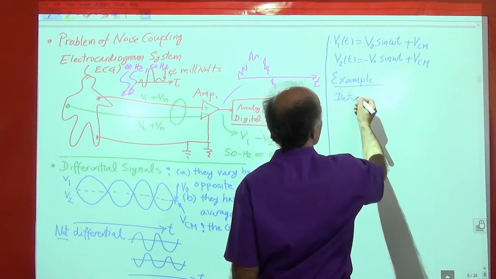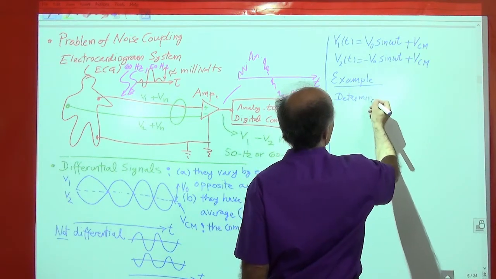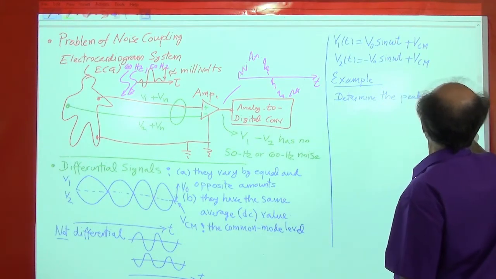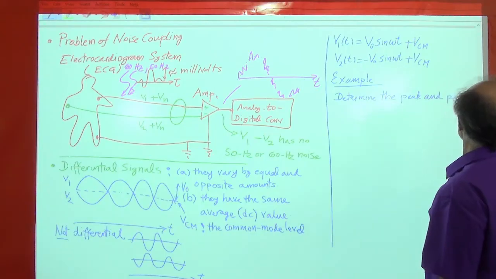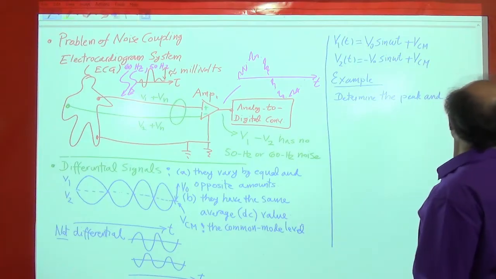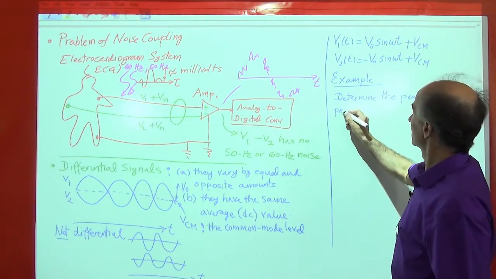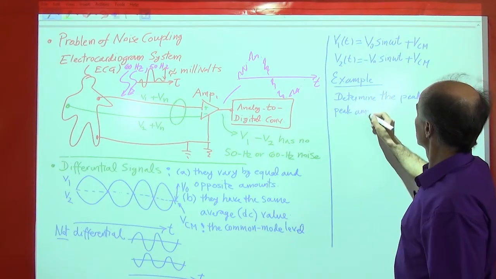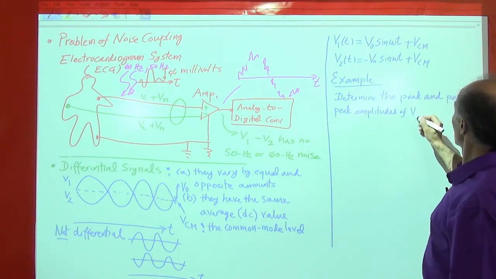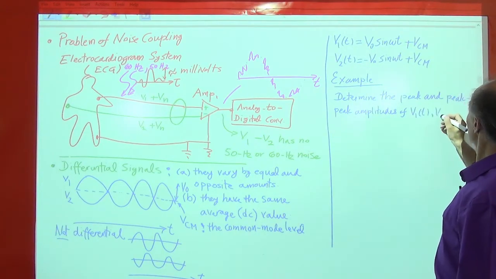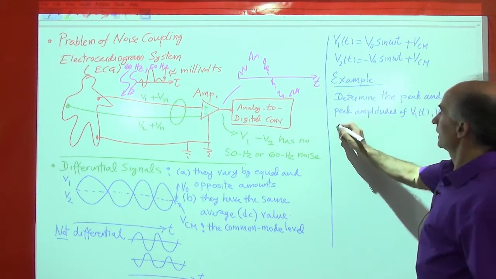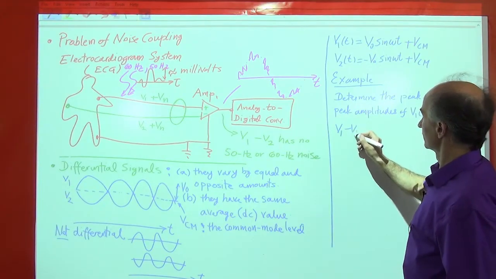Determine the peak and peak to peak amplitudes of V1 of t, V2 of t, and V1 minus V2.